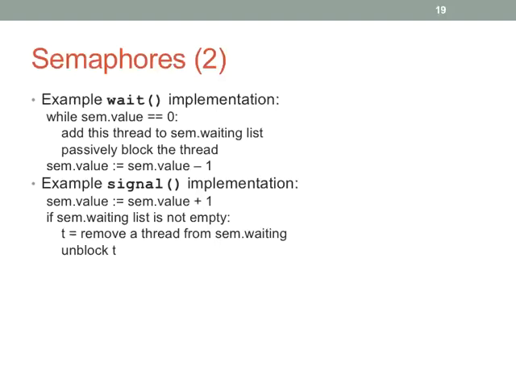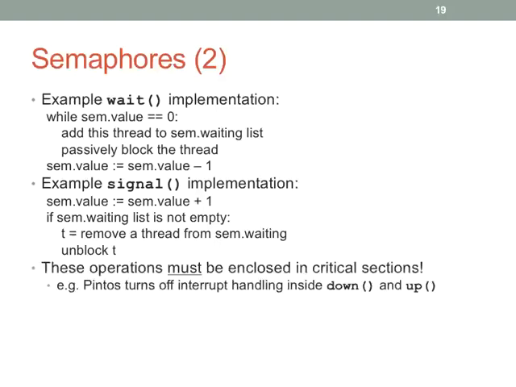So it would have passively blocked there, and then in signal, you wake it up, and it suddenly sees, hey, the value's not 0 anymore, and then it decrements it, and it goes back to 0. Okay, so that's the idea. You guys did this in CS24, so it's not terribly complicated.